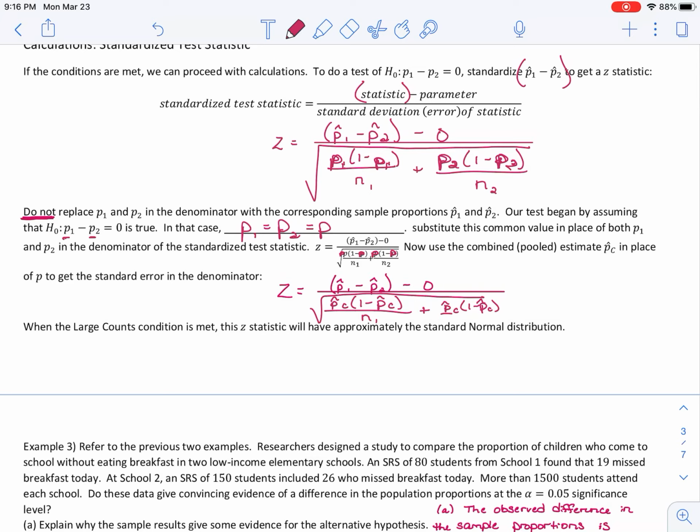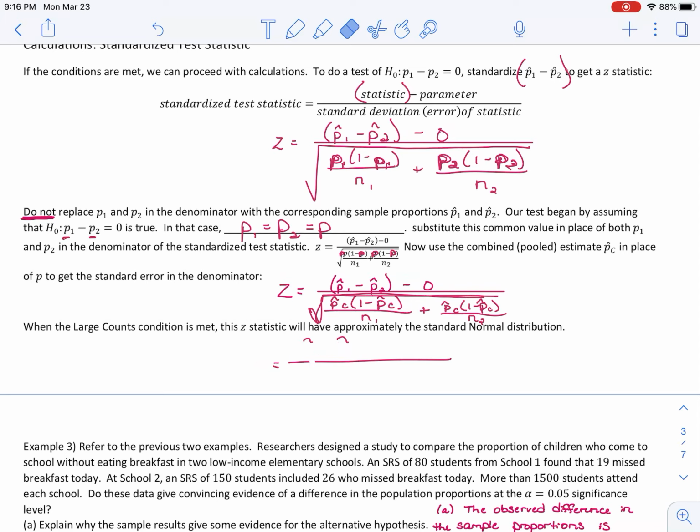Complement of p hat sub c over a different sample size. I just realized the exam formula is slightly rearranged. They factor out the same numerator that appears twice in the standard error of our statistic. So the one that shows up on the AP formula, the numerator looks identical.